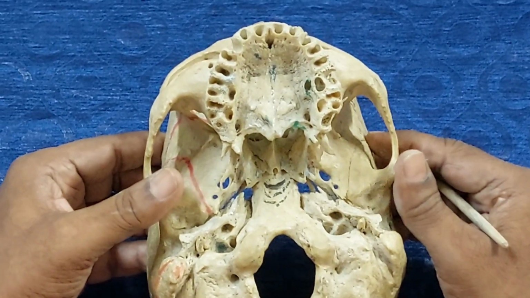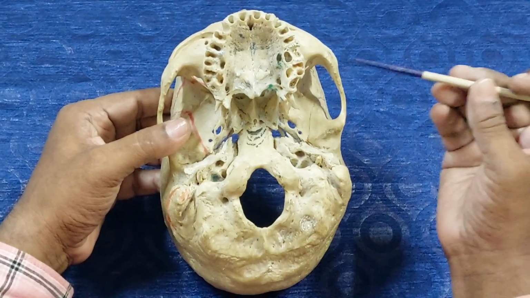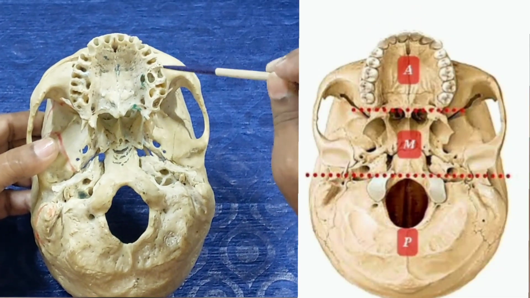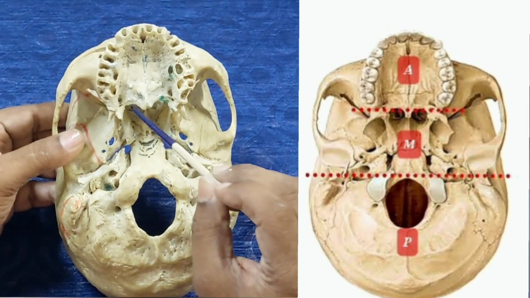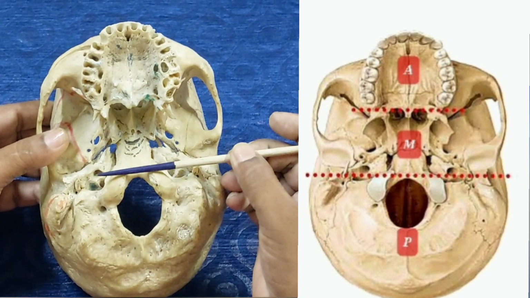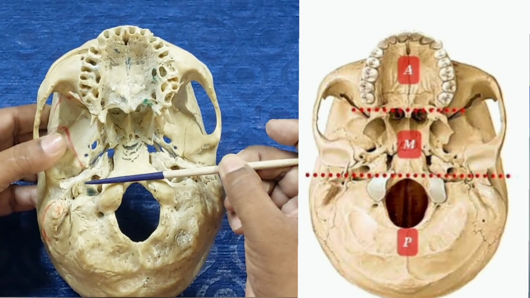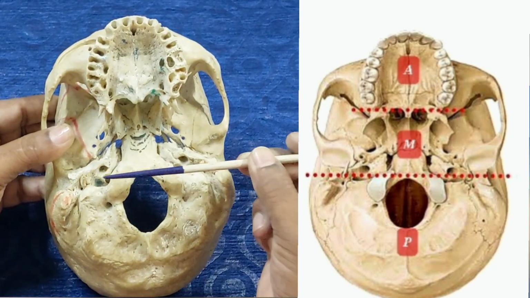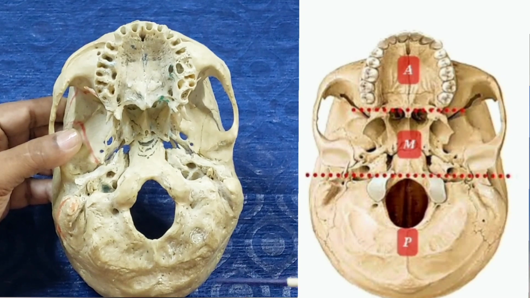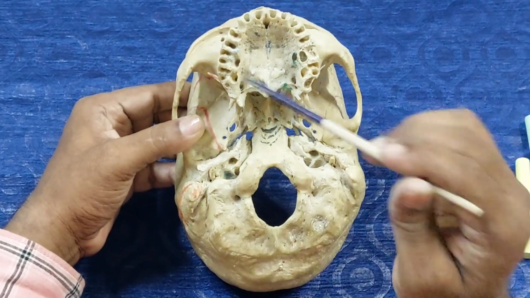also called Norma basalis. If we divide this inferior surface into 3 parts, one is the anterior part, that means it starts from the alveolar arch up to the posterior margin of the hard palate, up to this. Then it is middle part. Middle part means from this point up to the anterior margin of foramen magnum. So this is the middle part, and behind this is the posterior part. So I will discuss one by one, starting from anterior to posterior part. Let us discuss the anterior part first.